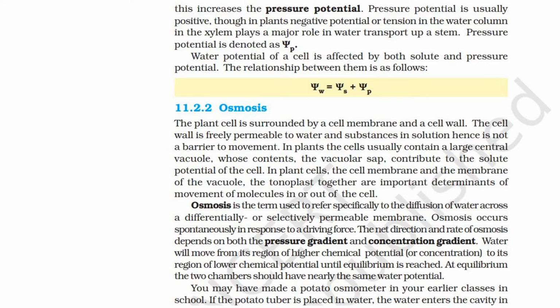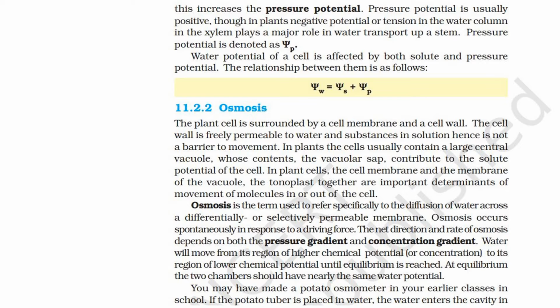Water potential of a cell is affected by both solute and pressure potential. The relationship between them is as follows: Ψw equals Ψs plus Ψp. Osmosis. The plant cell is surrounded by a cell membrane and a cell wall.